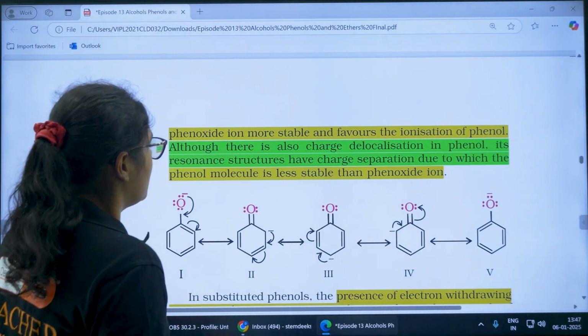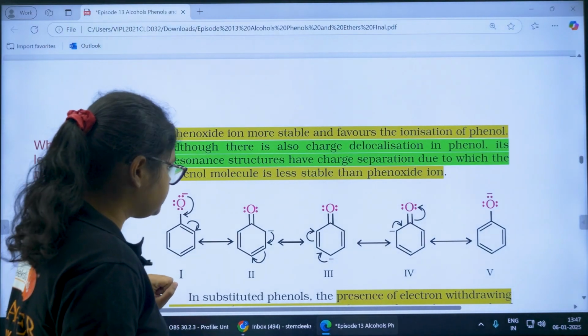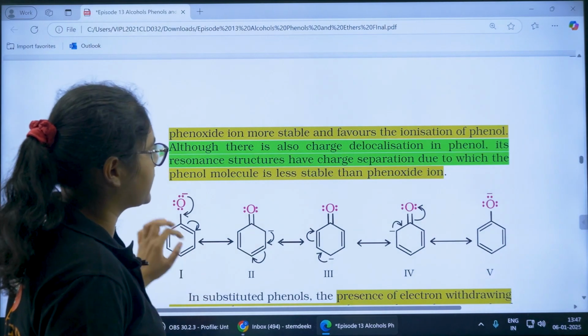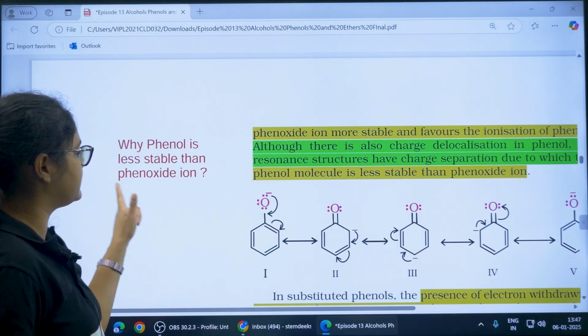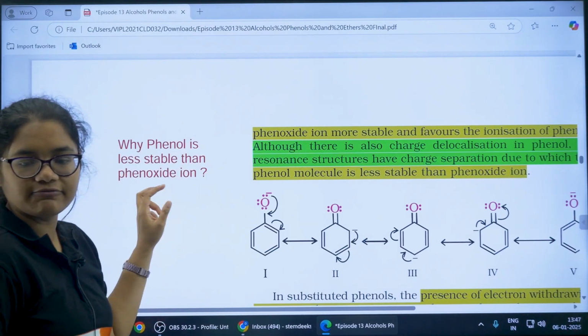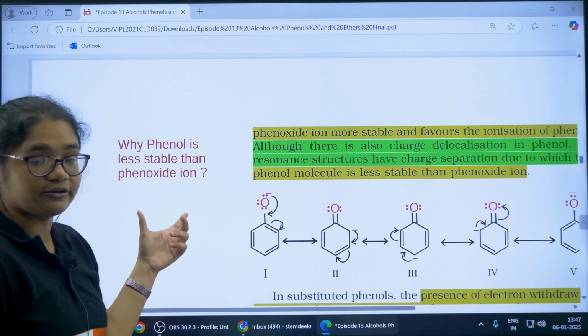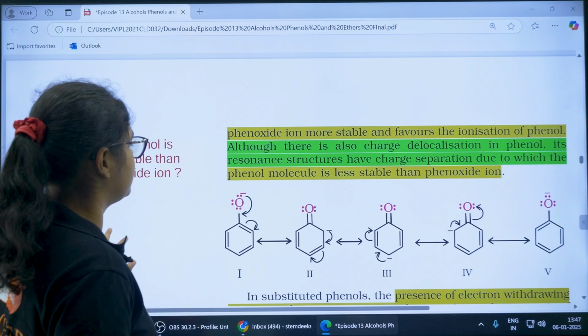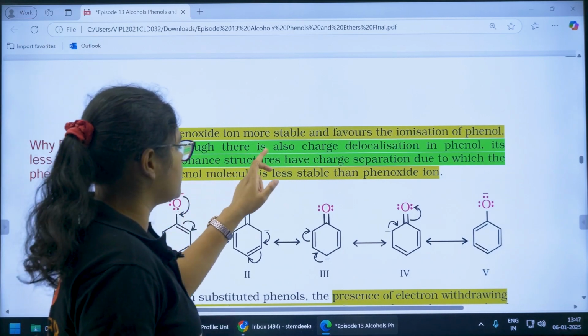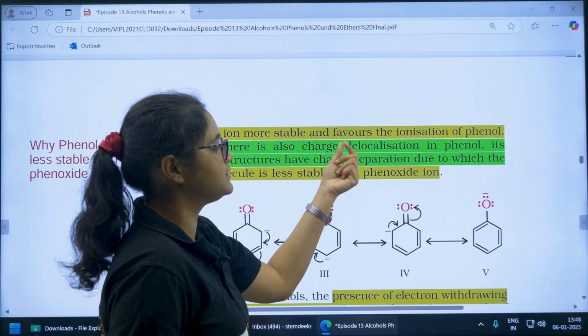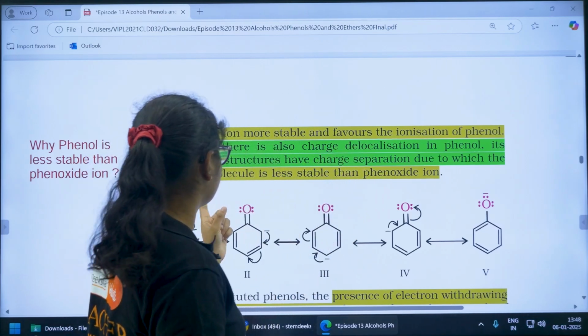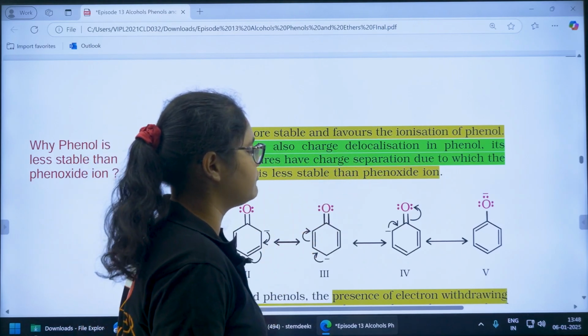Next, the question is, why is phenol less stable than phenoxide ion? The answer is, although there is also charge delocalization in phenol, its resonance structures have charge separation, due to which the phenol molecule is less stable than phenoxide ion.